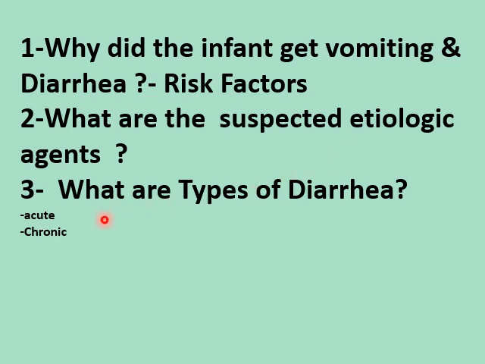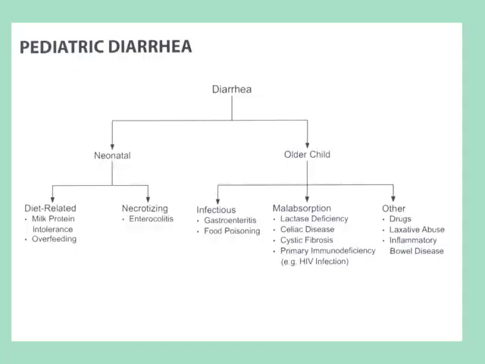What are the types of diarrhea? Depending on the duration of the illness, whether acute or chronic: less than 2 weeks is acute, more than 2 weeks is chronic. Here you see a scheme taken from a book. Diarrhea in infants and in older children. In infants, diet related, milk protein intolerance and overfeeding, necrotizing enterocolitis, especially associated with prematurity, low birth weight, sepsis, RDS, birth asphyxia, and so on.